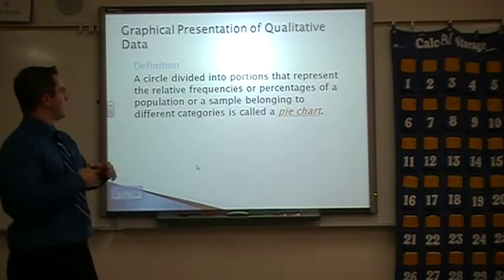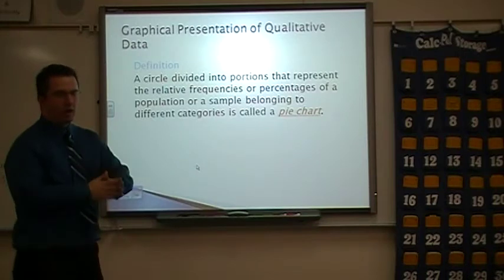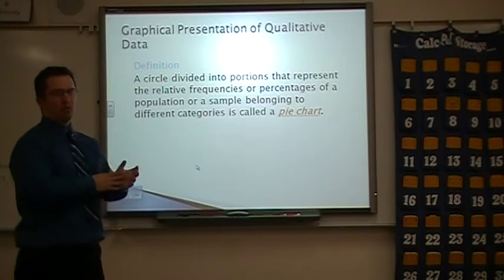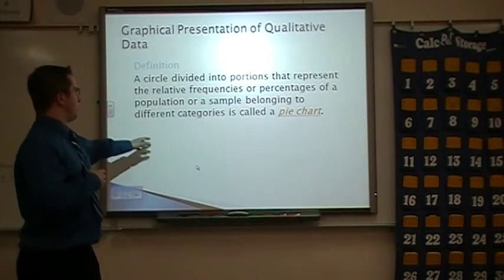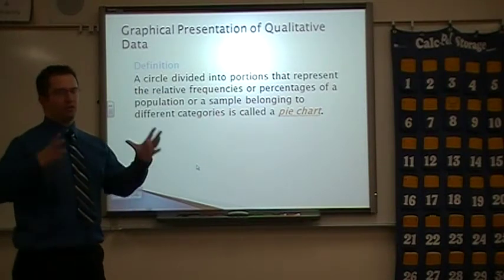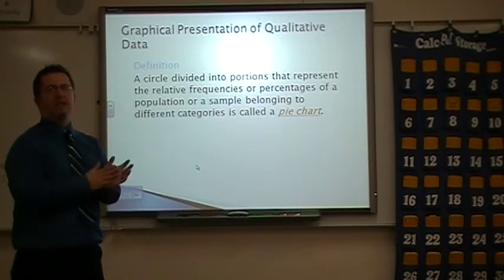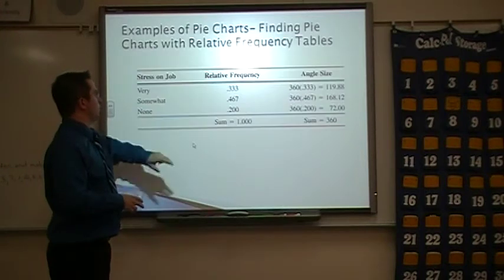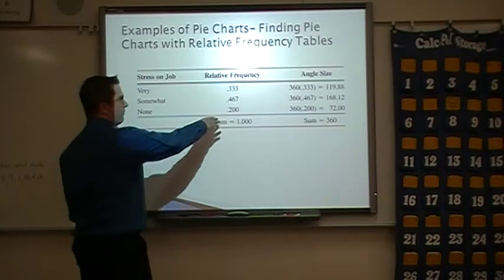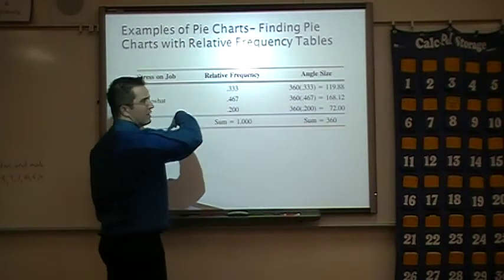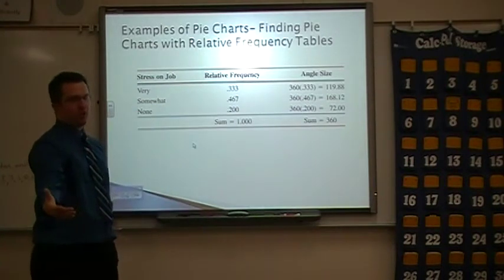All right, next we have a pie chart. We're going to take all this and turn it into a pie chart so we can see another picture of what we've been doing. A pie chart is basically what it says. You look at a pie, you cut pieces out of a pie, that's a pie chart. So we have a relative frequency chart again. Here we have relative frequency 0.33. That's the same as we did before. It's the stress on the job example.